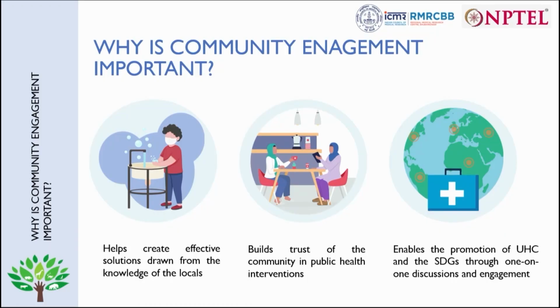So, why and how does community engagement become very important? Because it helps to create effective solutions drawn from local knowledge, because we get information from the local community about their problems and how they can help in your interventions. So, it helps in creating effective solutions, number 1. Number 2, it builds the community's trust in public health intervention, because once the public is aware of the problem and understands that you are there to help them, there is trust between the policy makers and the community. So, it helps in building good trust and enables the promotion of UHC.